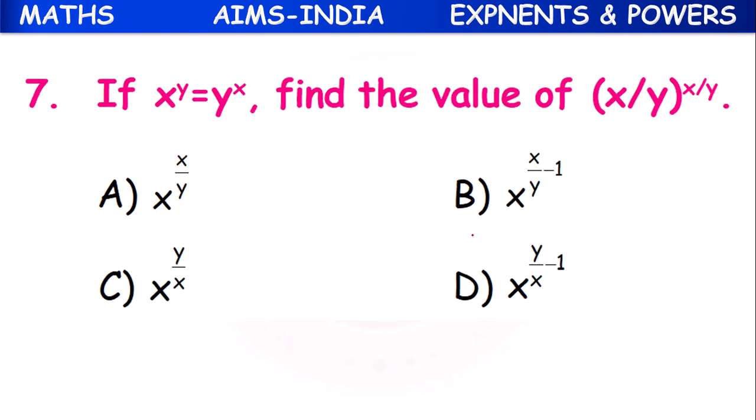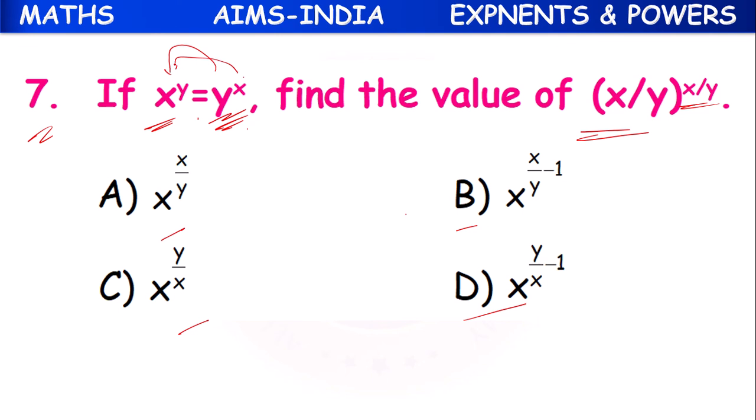Next one. 7th question. If x^y equals y^x, find the value of (x/y)^(x/y). Here all the options are in terms of x, with bases in terms of x in all the options. So here the base y also is to be turned into base x.